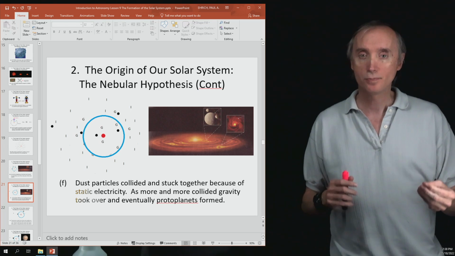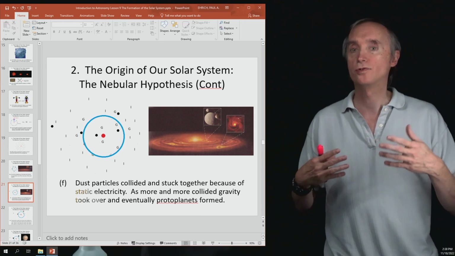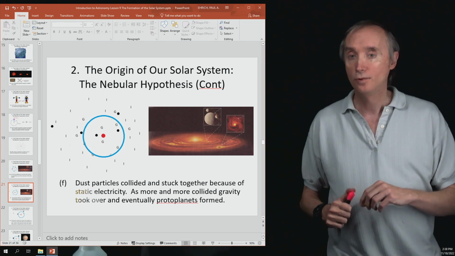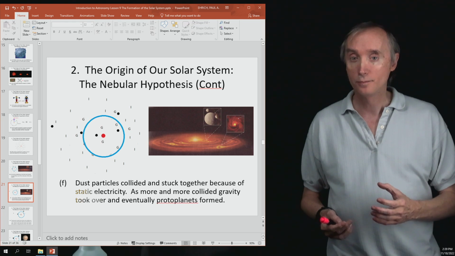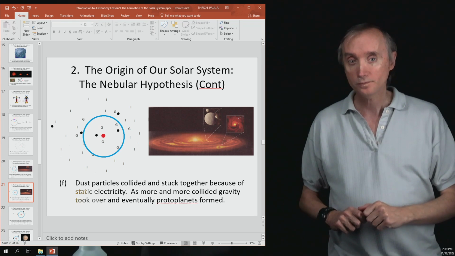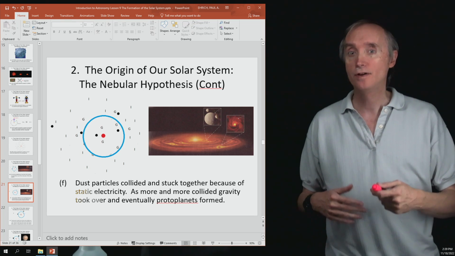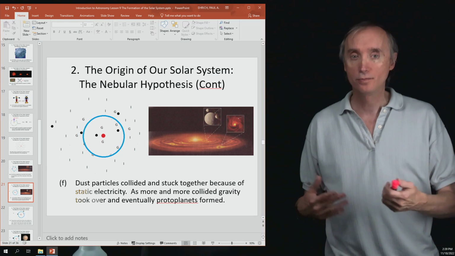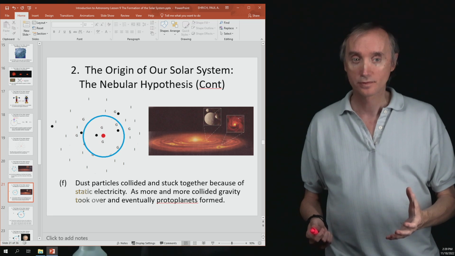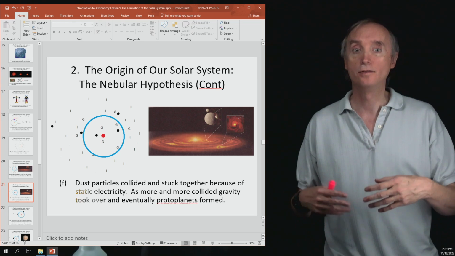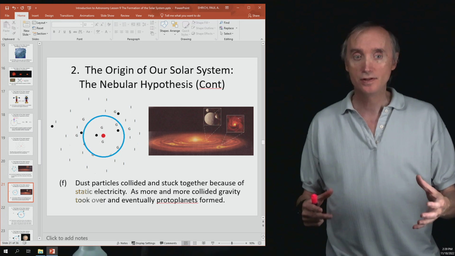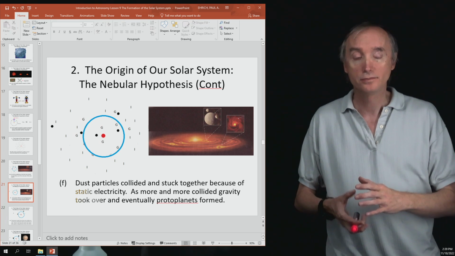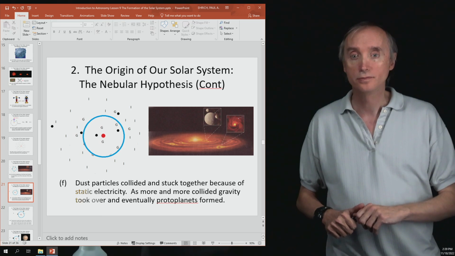As these dust particles collide, you might start off with trillions and trillions of dust particles, but after a few million years, maybe you're down to billions of particles about the size of my fist. After a few more million years, you've got millions of particles maybe the size of a house. And after another million years, you've got thousands of things the size of a city. As these things bump into each other, they stick together and form larger and larger structures.